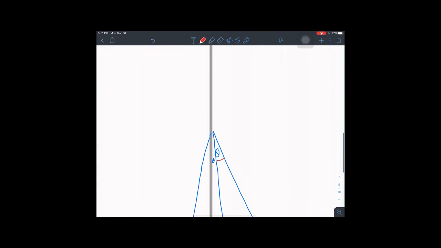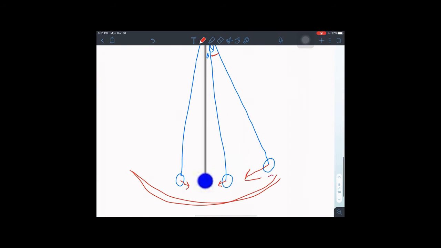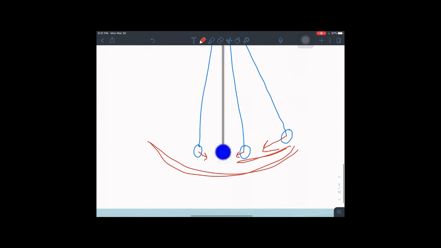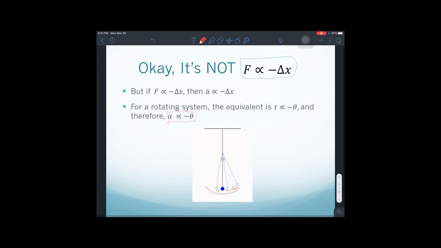Why is it negative? We have a positive theta resulting in a negative force, it's going to the left, and a negative theta, this theta is going to the left, resulting in a positive force. The positive and negative are arbitrary, you could flip them, it would still work, it's just defining left and right.